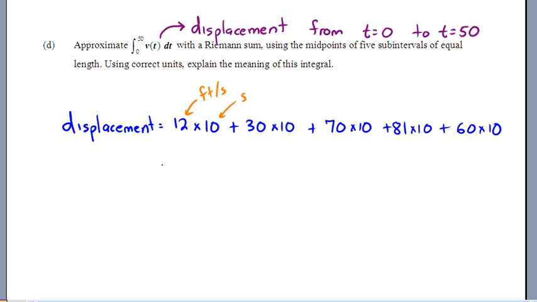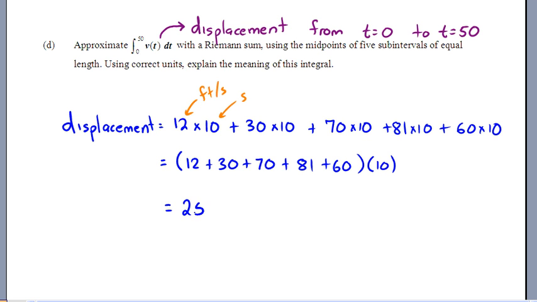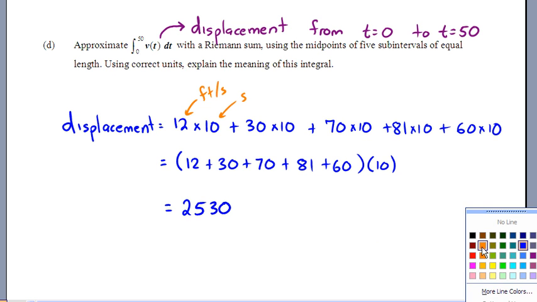If it's helpful, one of the things you could do is factor out that 10, and say, is it faster for me to calculate things this way? 12 plus 30 plus 70 plus 81 plus 60, all multiplied by 10. I'm lucky all those intervals happen to be the same length. That might be a little bit quicker for you to figure out. The answer ends up being 2,530, and the units would be feet.